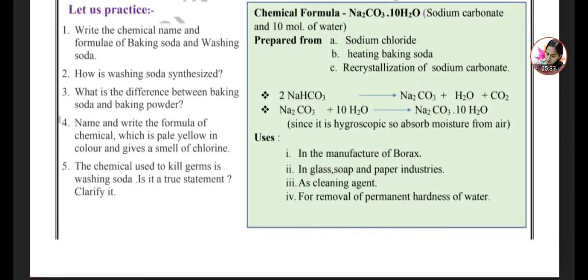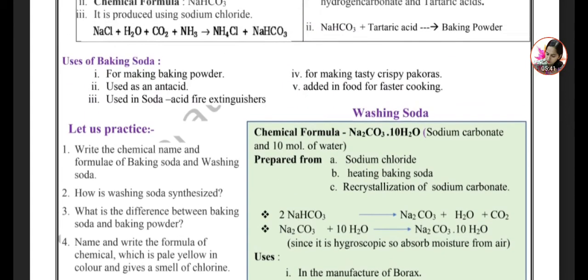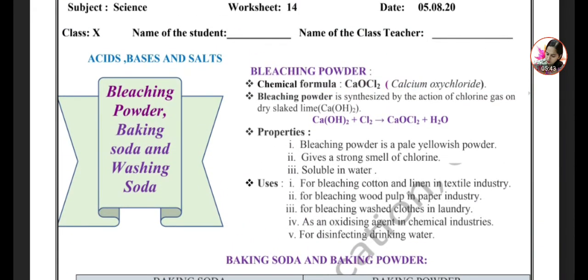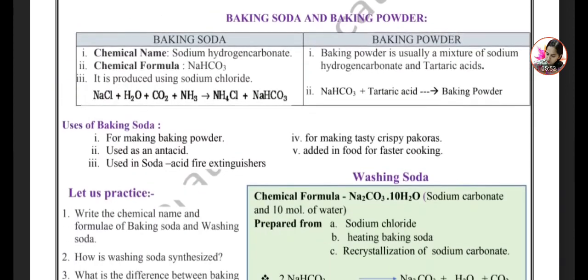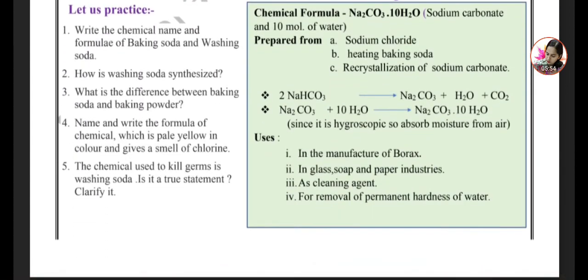Name and write the formula of the chemical which is pale yellow and gives a smell of chlorine. In the starting we discussed that. Property of bleaching powder: you can see bleaching powder is pale yellow and it gives a strong smell of chlorine. It means the answer of the fourth question is bleaching powder, and write the formula CaOCl2.